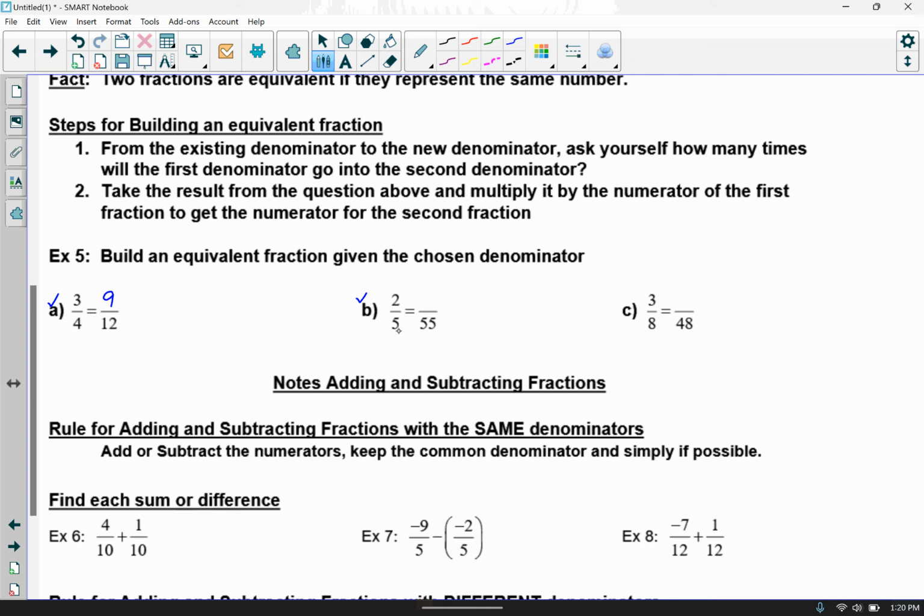Okay, next is look at letter B. So here they want us to write 2/5, and then the new denominator here is 55. So we ask ourselves, 5 goes into 55 how many times? Or it's another way of saying 5 times what gives you 55? Hopefully you agree that's an 11. So then I take that 11 and multiply it times the 2 up top. So 2 times 11 is 22. Final answer. Okay, we've built an equivalent fraction because now if I reduce this, if I divided both of those by 11, I'd be right back where I started.